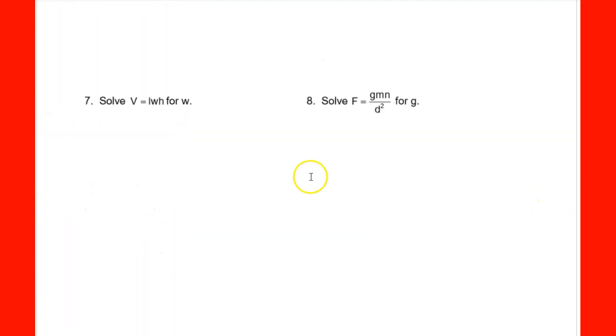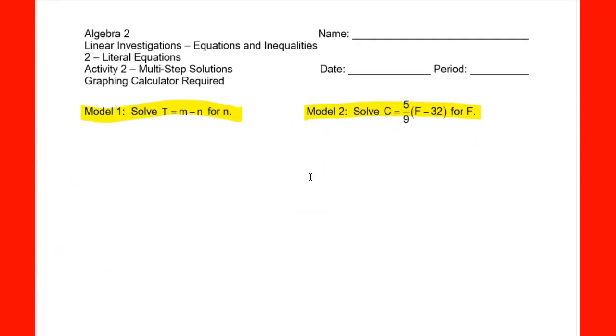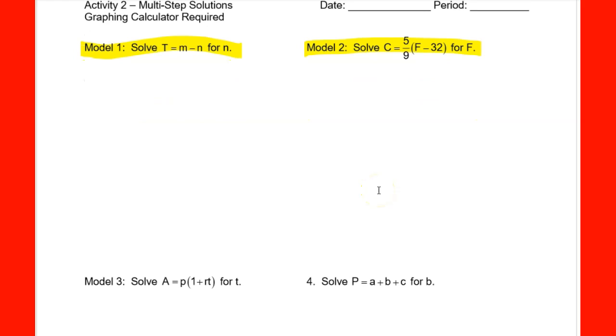What I'd like to do is scroll ahead to activity number 2. This one says multi-step. So we're still doing the same thing. They're giving us a problem. This first one says t is equal to m minus n. Solve for n. So again, we're trying to get one of those variables isolated. I'm trying to get n by itself. So how are these attached?